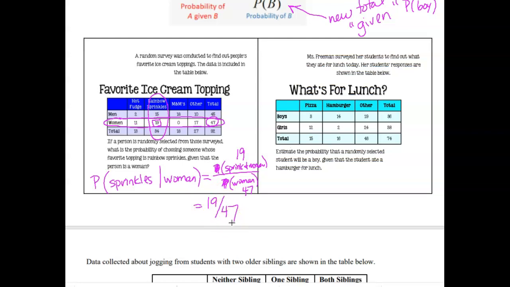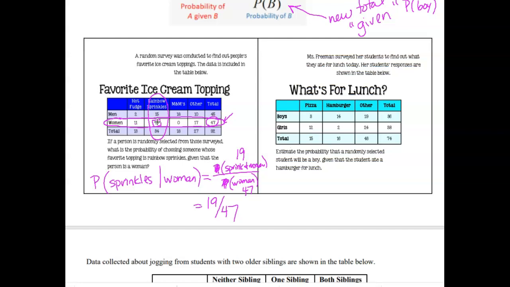So does that make sense? Because we want to know the probability of picking someone that likes sprinkles, given that they're already a woman. So I'm not looking at the men at all. I'm now looking at, like, my new total, and I just want to know how many of those like sprinkles. That's the whole concept.